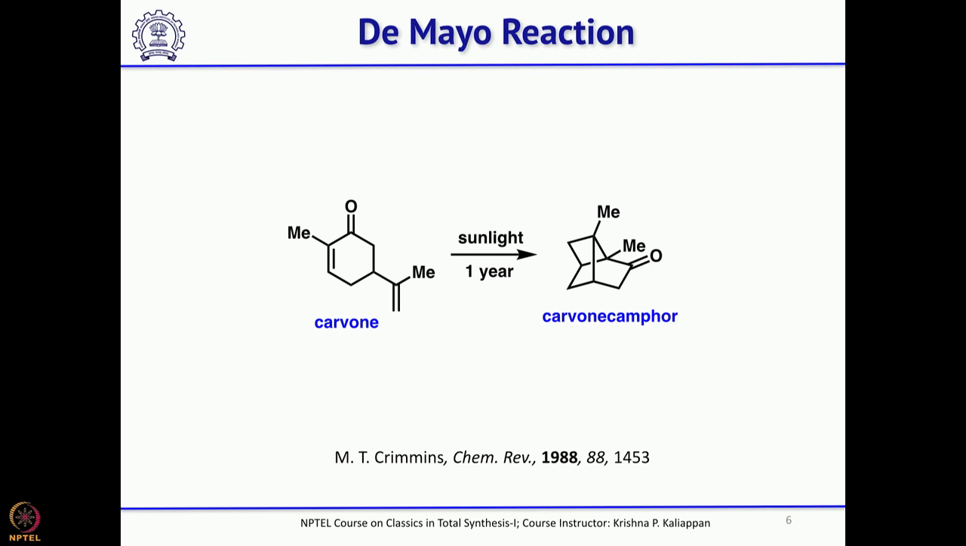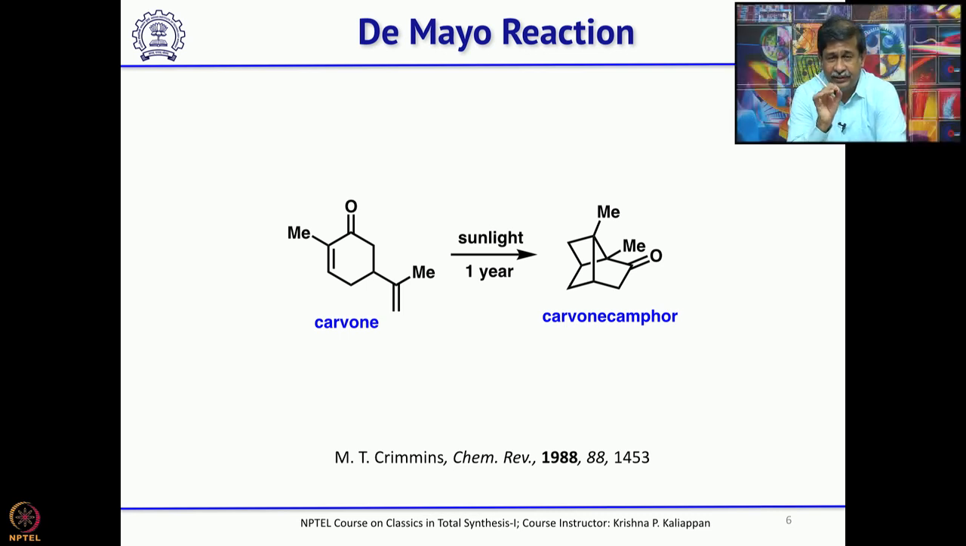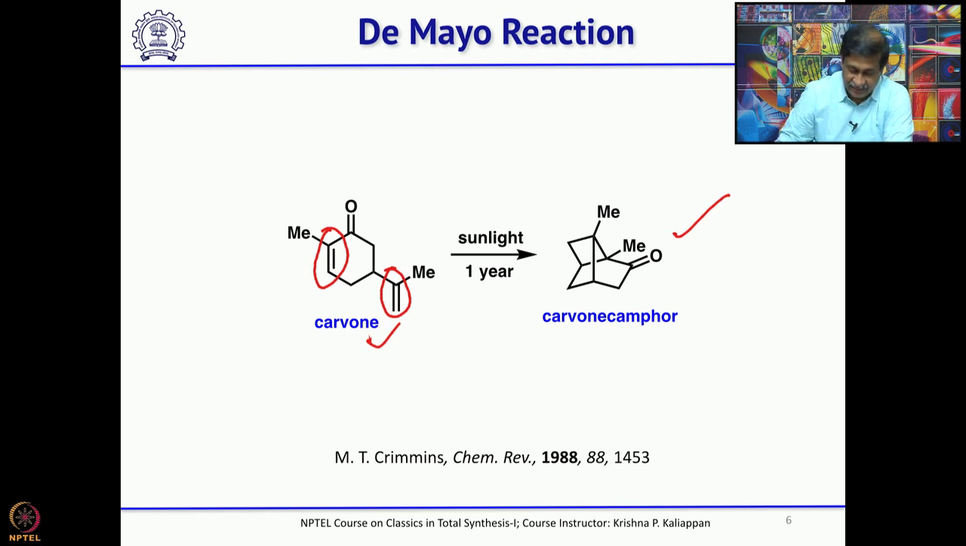As I said, there are 3-4 key reactions which Winkler used in the total synthesis of manzamine. One key reaction is the intramolecular 2+2 cycloaddition, also called the de Mayo reaction, one of the oldest photochemical reactions known in the literature. Carvone, a commercially available monoterpene, can undergo an intramolecular 2+2 cycloaddition between this alkene and the other alkene. One is electron rich and the other electron deficient, and in fact under sunlight, if you keep it for a long time, this cycloaddition can take place.